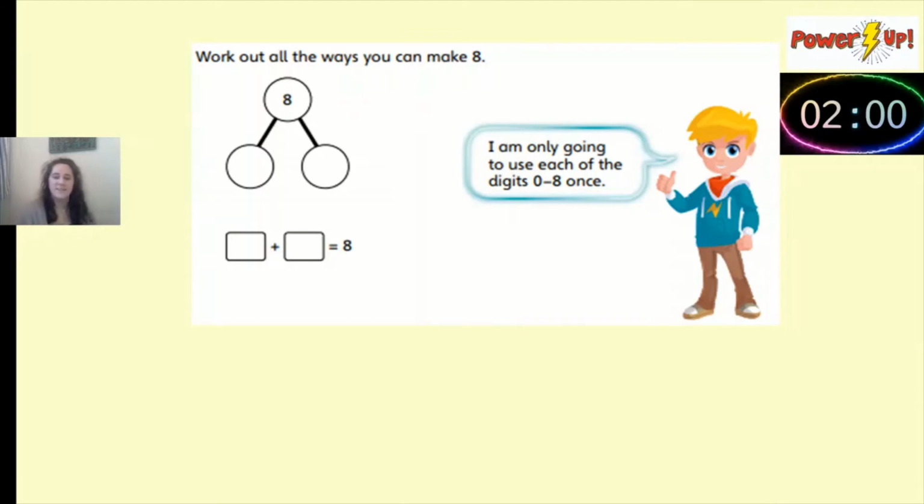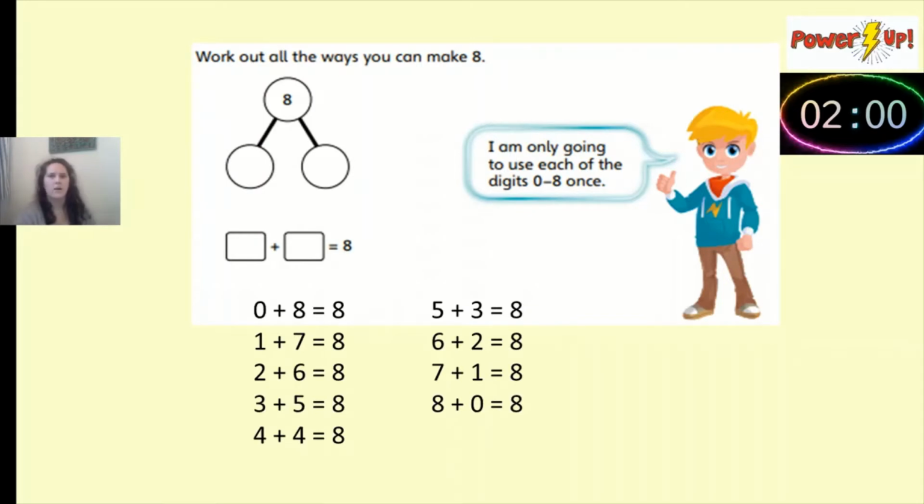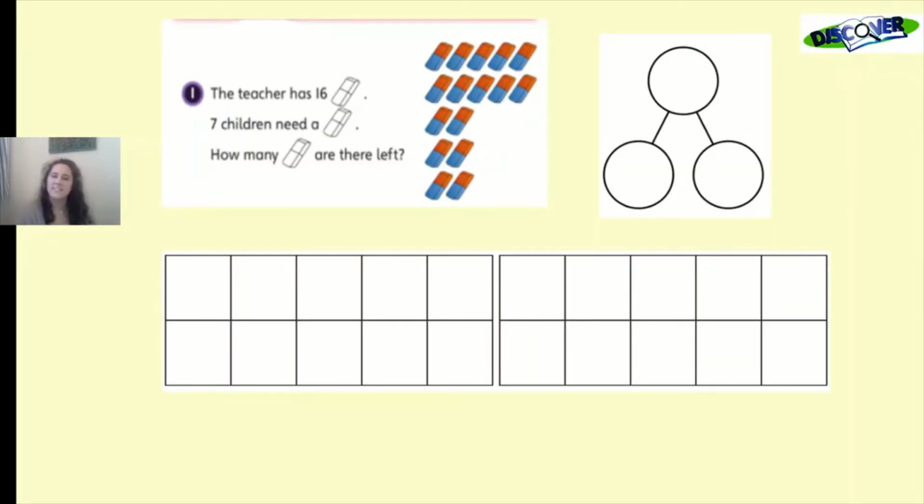Have you done that? Amazing. Let's look at all the different ways that you can make 8. Now, I thought it would be easiest to start from 0 and go to 8. So I found 0 plus 8 is 8, 1 plus 7 is 8, 2 plus 6 is 8, 3 plus 5 is 8, 4 plus 4 is 8, 5 plus 3 is 8, 6 plus 2 is 8, 7 plus 1 is 8, and 8 plus 0 is 8. Well done for finding as many ways of making 8 as you could. Good job. Okay, let's discover today's learning.